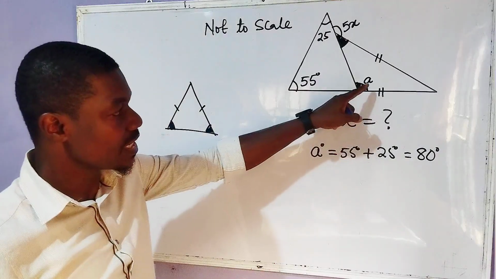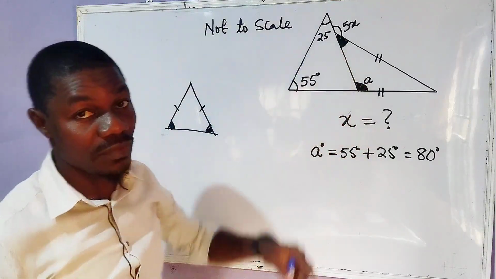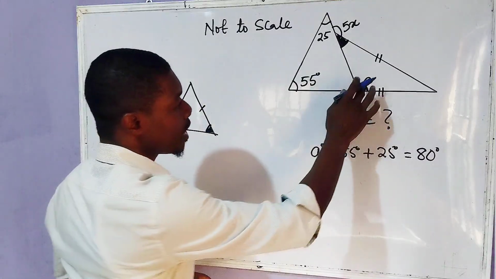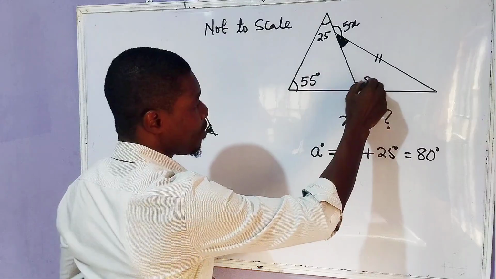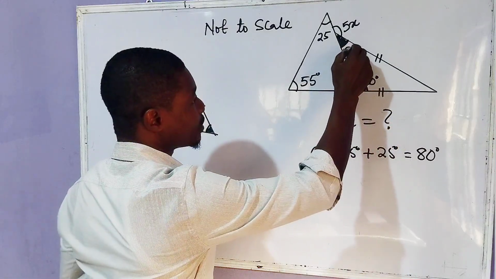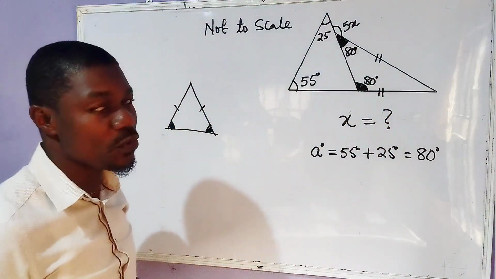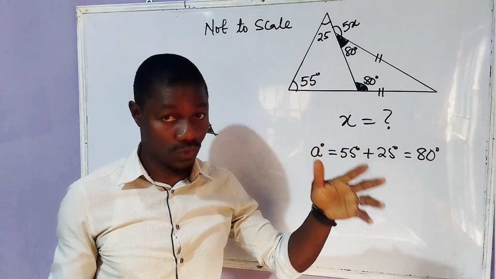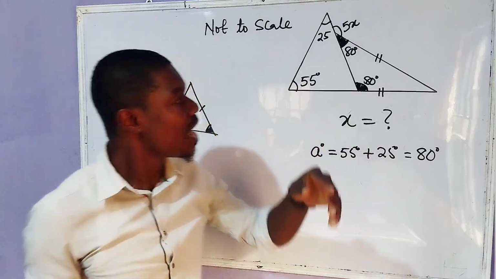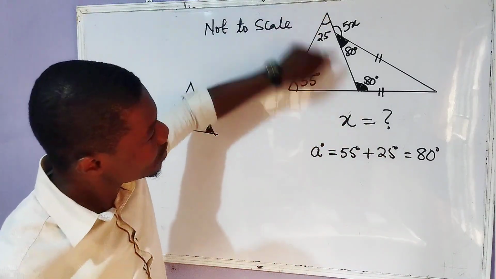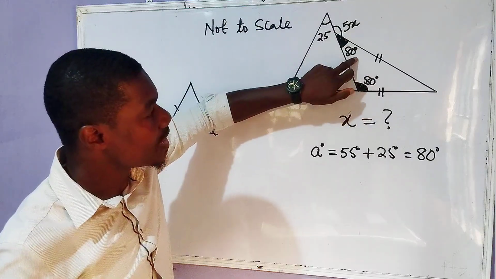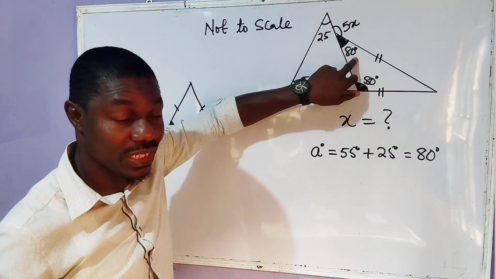Now if here is 80, then here will definitely be 80 because they are base angles of an isosceles triangle. So here becomes 80 and here becomes 80. Now we know that the sum of angles on a straight line must give us 180. Considering this line, you get to see that 5x and 80 are on the same straight line.